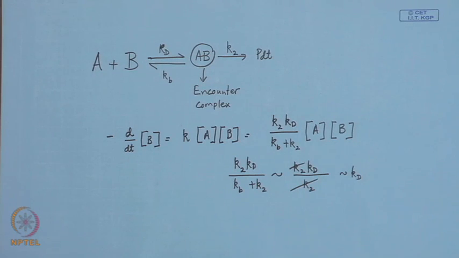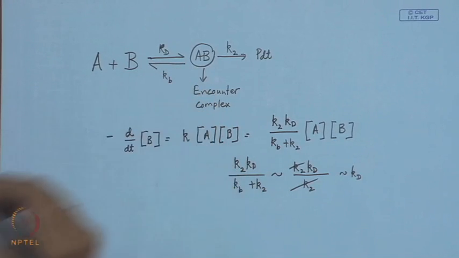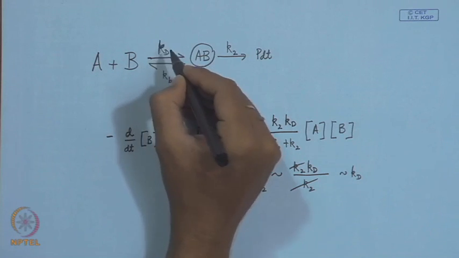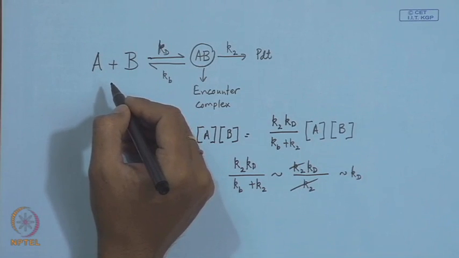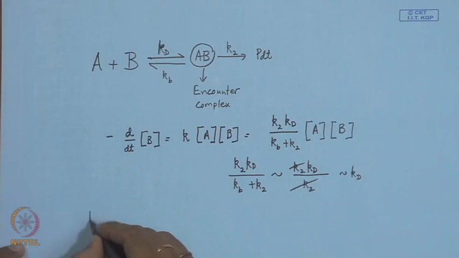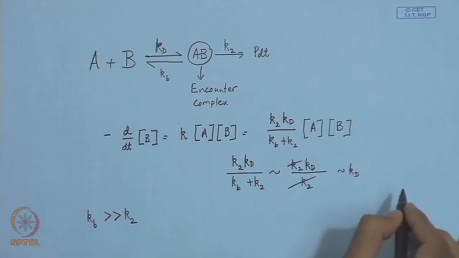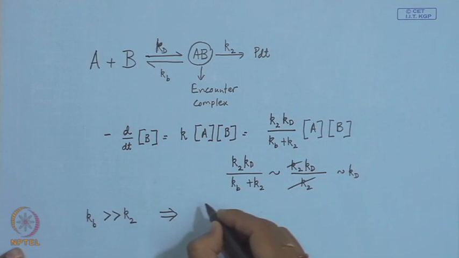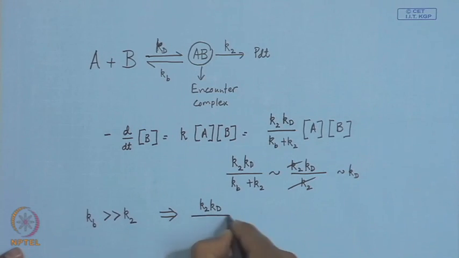For a slow reaction, in the other case where Kb is very much greater than K2, why is it slow? Because this back reaction is high, that is the unimolecular decomposition of your encounter complex to give rise to A and B. For a slow reaction where Kb is very much greater than K2, your expression comes out to be equal to K2 Kd divided by Kb.